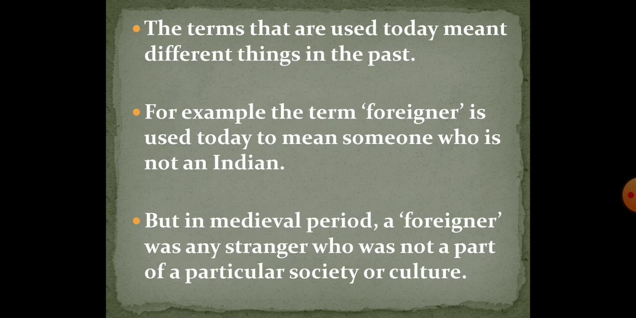Also, there are terms which meant different things in the past. For example, the term foreigner. Today we use it for someone who is not an Indian, but in the medieval period a foreigner was any stranger who was not a part of a particular society or culture. In Hindi, the term Pardesi might be used to describe such a person, and in Persian, it is Ajnabi.